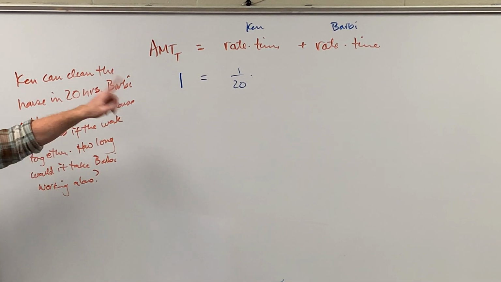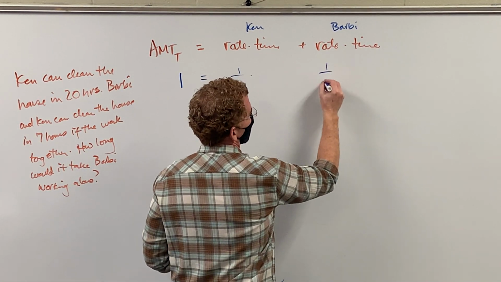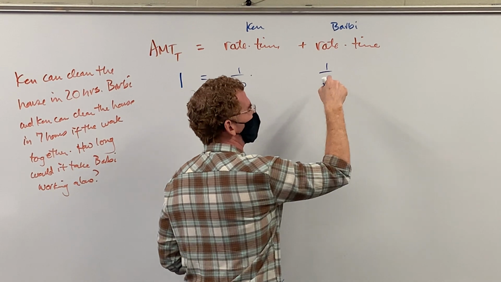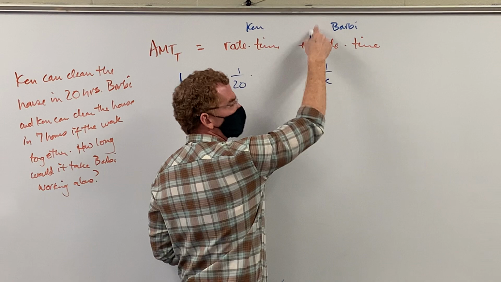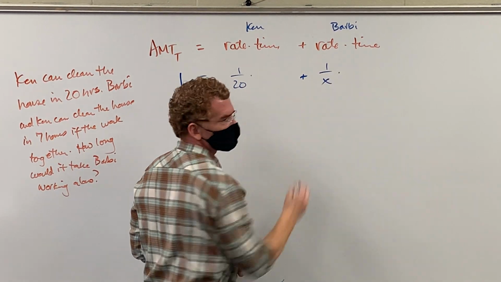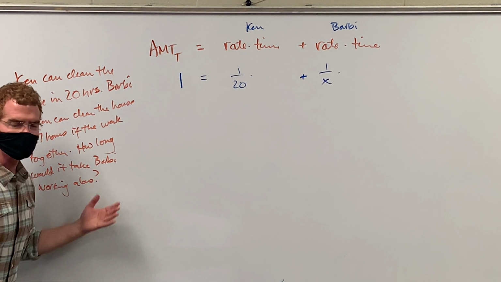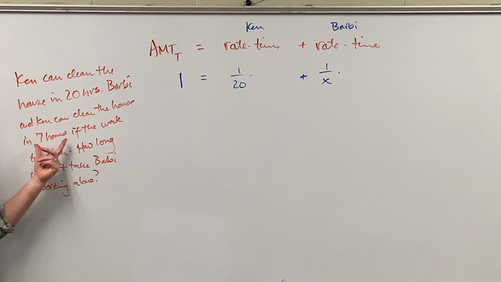I could just plug a big R in there, but I'm going to look at it like it's 1 over X. Because I want to know how many hours it took her working alone, so I'm going to use 1 over X to be her rate. But they worked together this time. So this time, when they do work together, it's 7 hours.